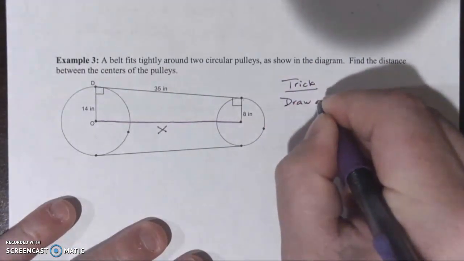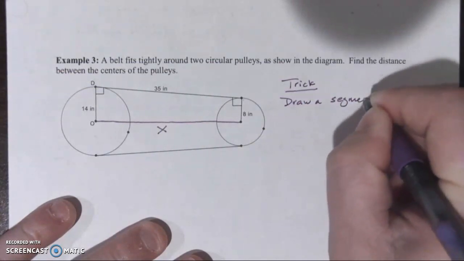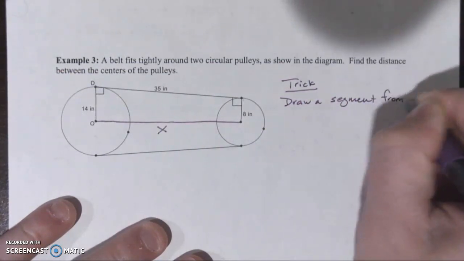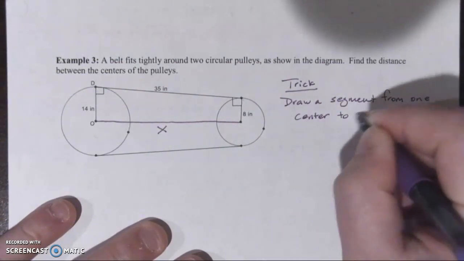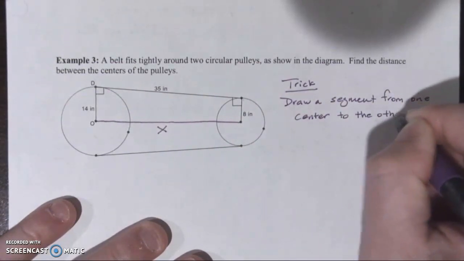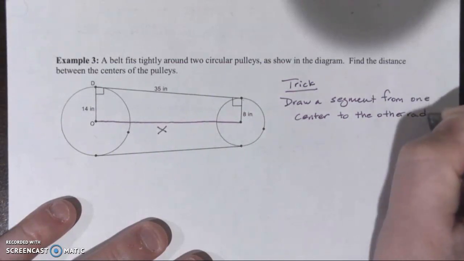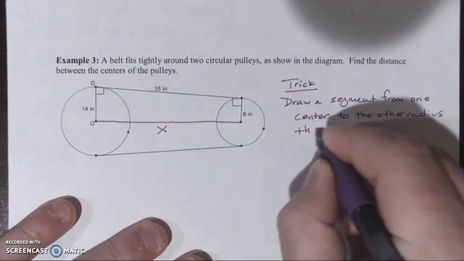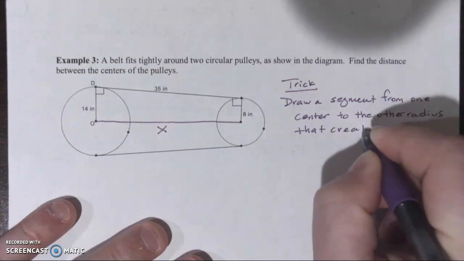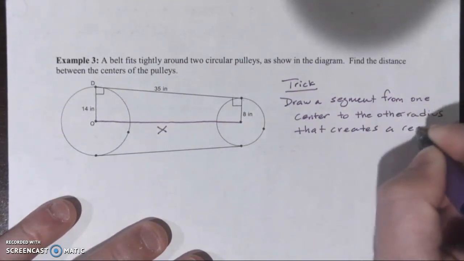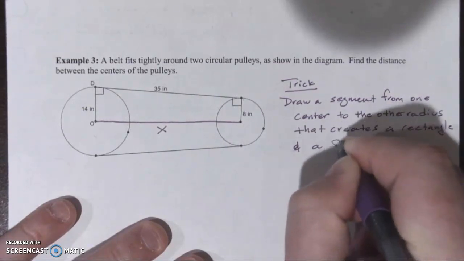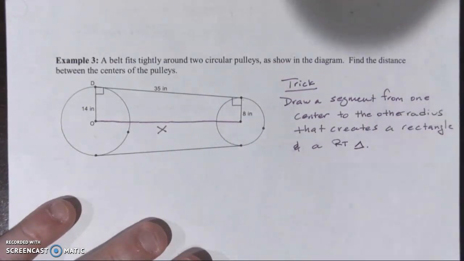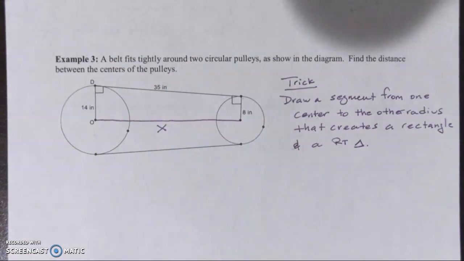Draw a segment from one center to the other radius that creates a rectangle and a right triangle. And I'm going to show you how that works here.